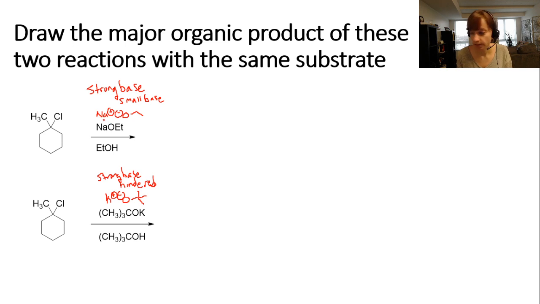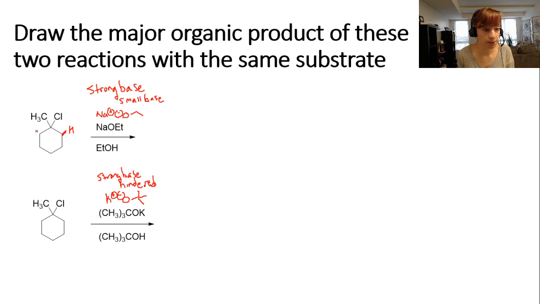So here we have basic conditions, so it's not a substitution reaction. It's going to be an elimination reaction. So we have chlorine, that is our good leaving group, so we're going to kick out the chlorine to form an alkene. So now here the question is, which proton do you deprotonate? So you can deprotonate this one.